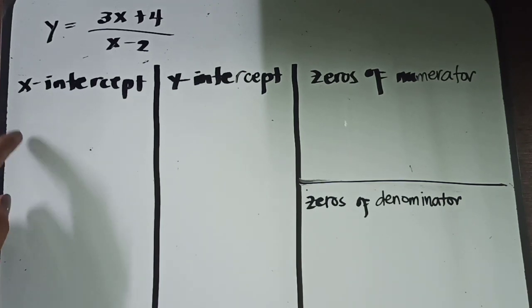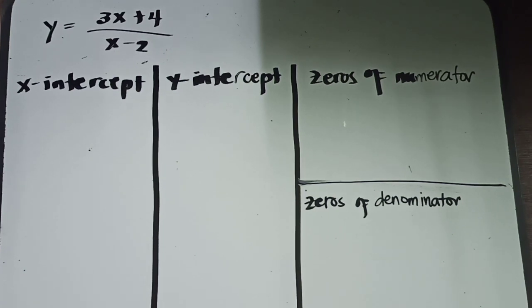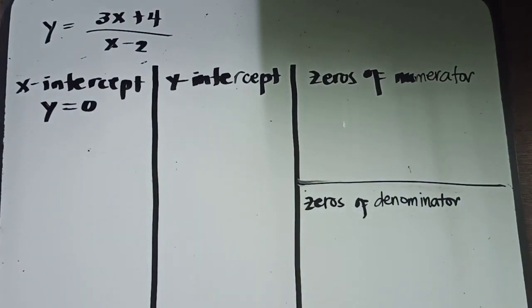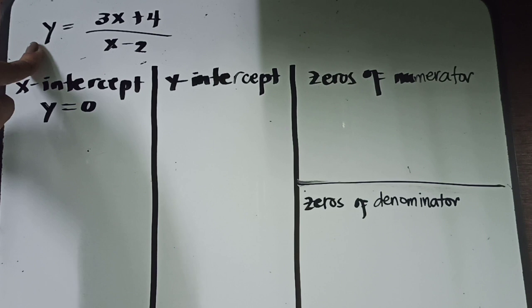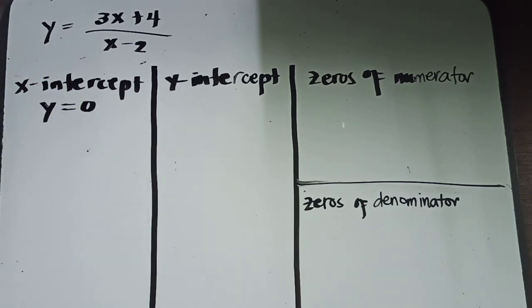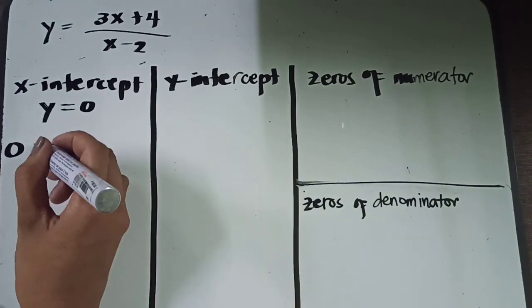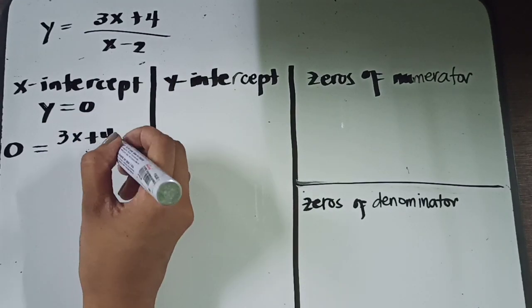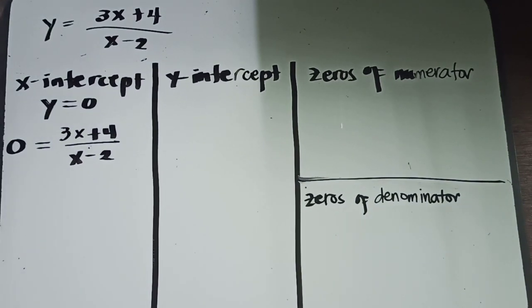So, x-intercept muna tayo. Pag sinabi nating x-intercept, so that is an ordered pair where the value of y is equal to 0. Isa-set natin yung y be equal to 0, substitute sa given rational equation, and solve for the value of x. So, instead of using y, I will substitute the value which is 0 is equal to 3x plus 4 over x minus 2. Okay, so next, pwede ako mag-cross multiplication dito.